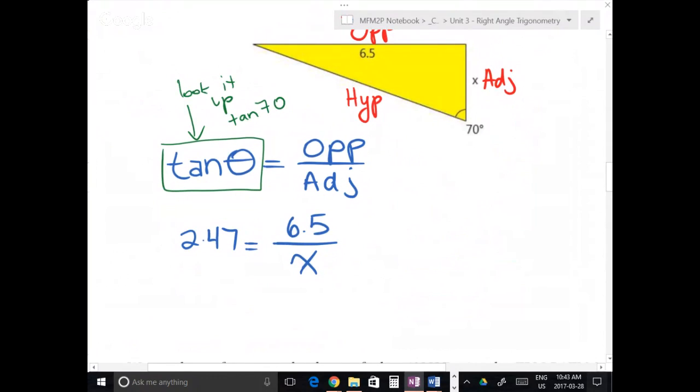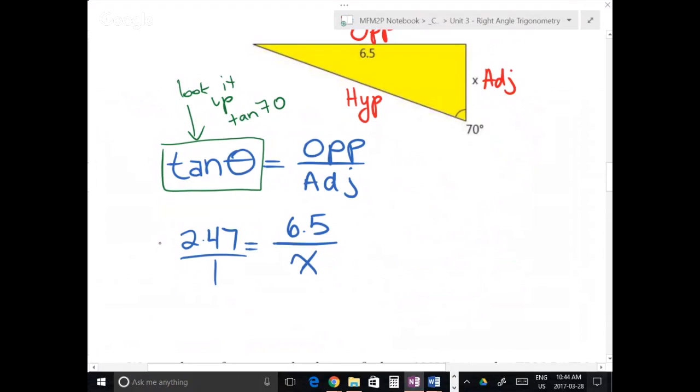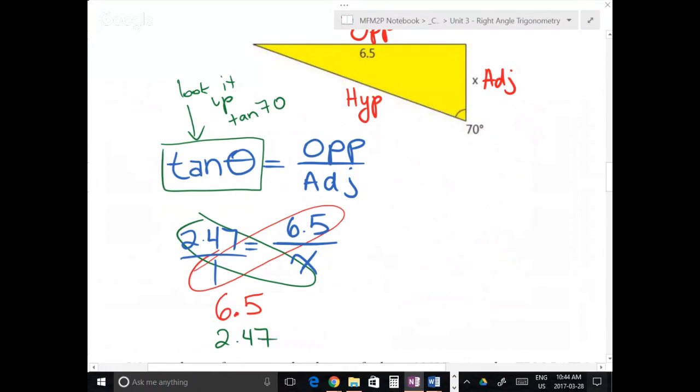How do I make this something that's familiar to us? Crisscross. Well, before I crisscross, 2.47 over 1. Very good. Then crisscross. That's right. Great. Which one goes on top? 6.5 times 1. Very good. And what goes on the bottom? 2.47. Very good. And then the X is up in front.